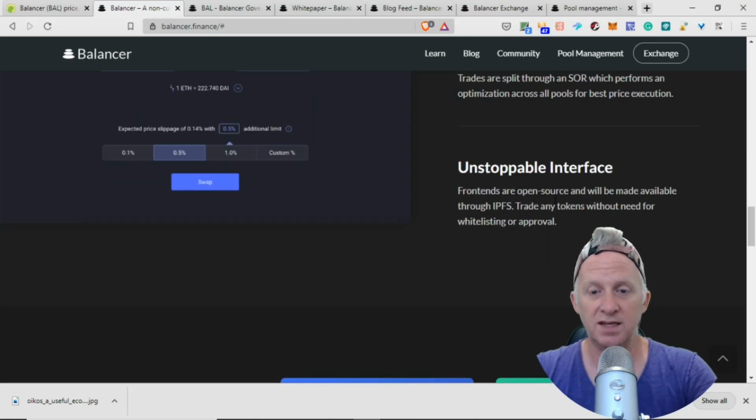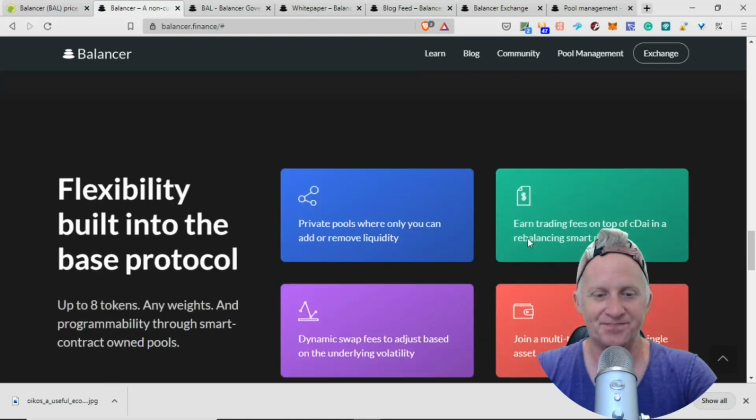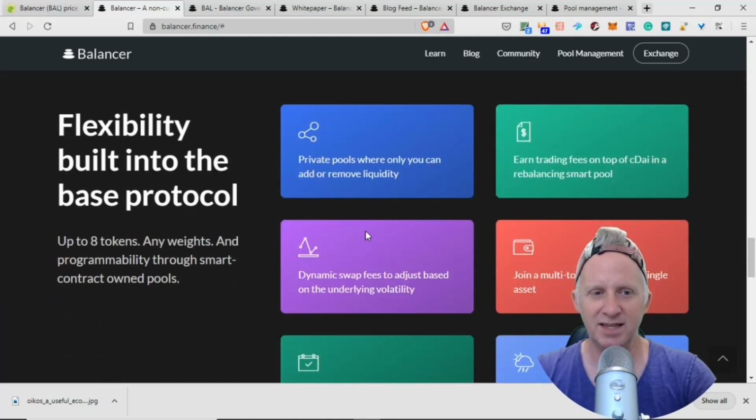Unstoppable interface. Front ends are open source and will be made available through IPFS. Trade any tokens without need for whitelisting or approval. That's cool, my friend. Flexibility built into the base protocol. Up to eight tokens, like I already mentioned, any weight, and programmability through smart contracts on smart pools.